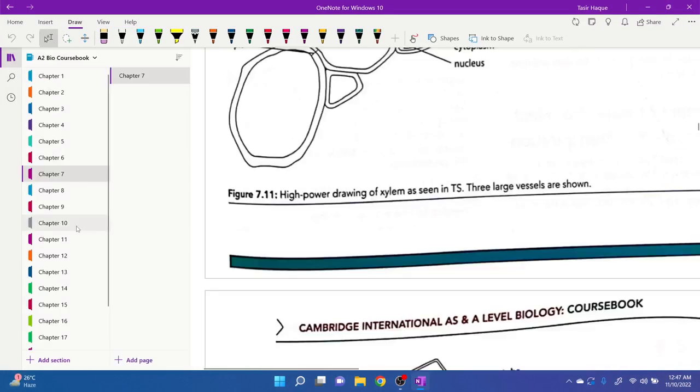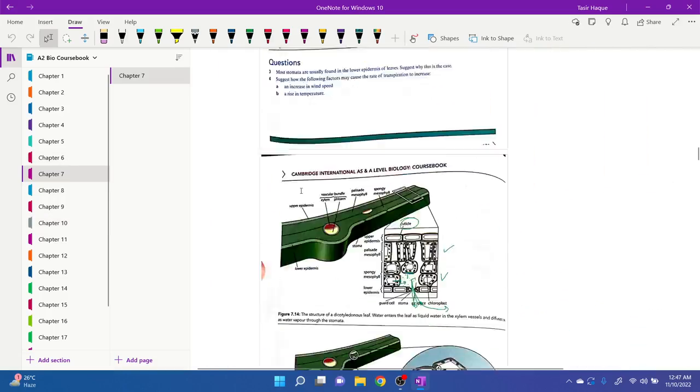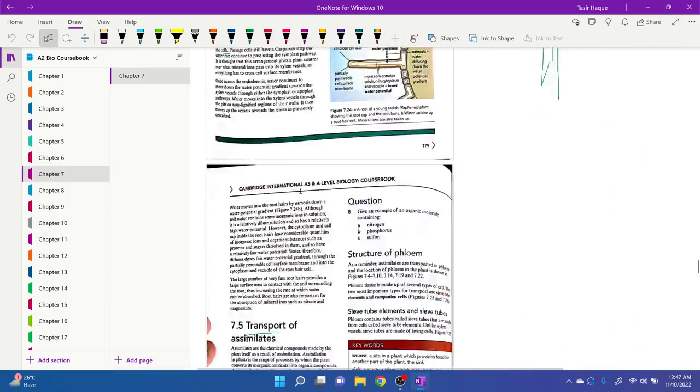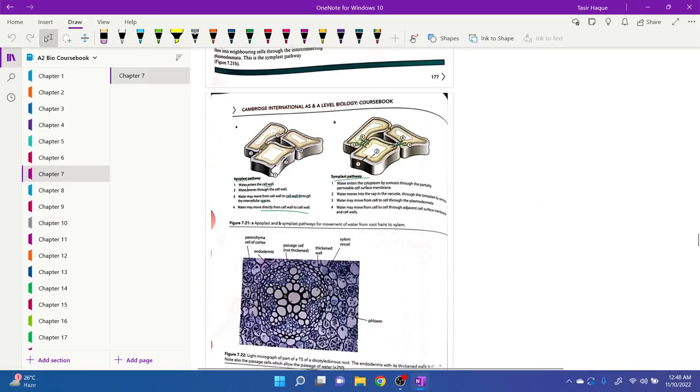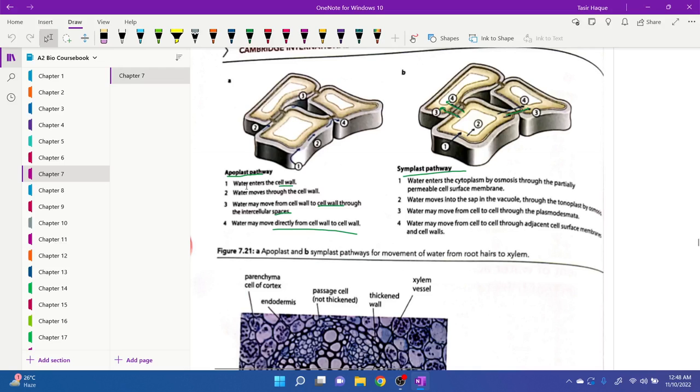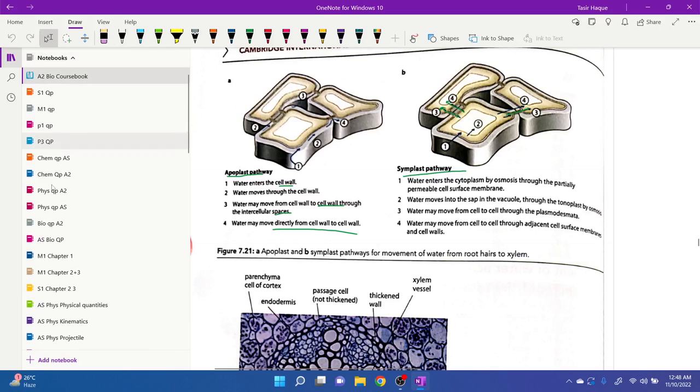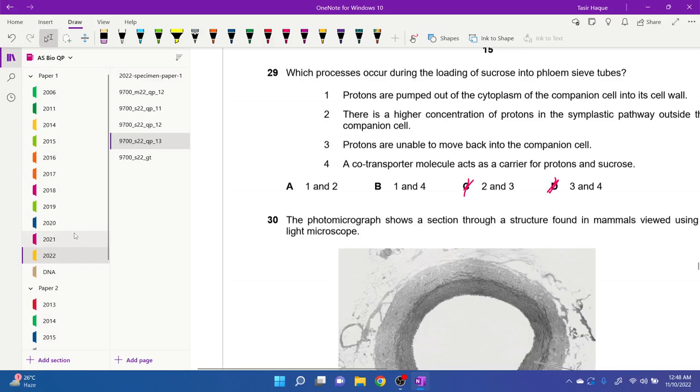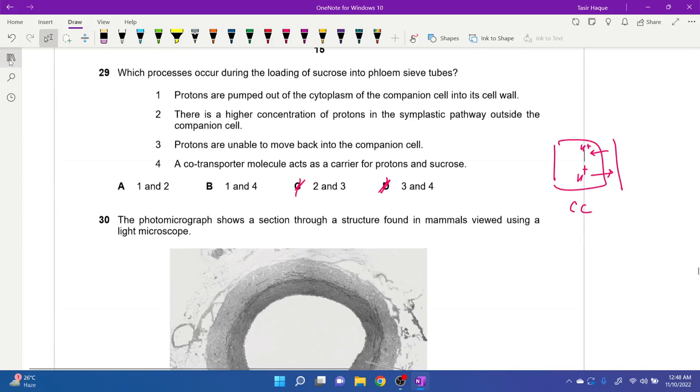So if you want to recall this concept, here you go. This is the symplast and apoplast. The symplast pathway is basically the movement within the cell. Apoplast is the movement within the cell wall. Okay? So, clearly the protons are present in the cell wall. This is a cell wall. So, this doesn't make sense. It should have been the apoplast pathway. So, I'm going to go with B.